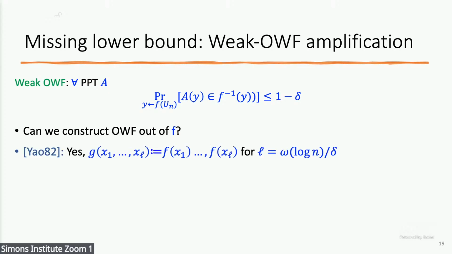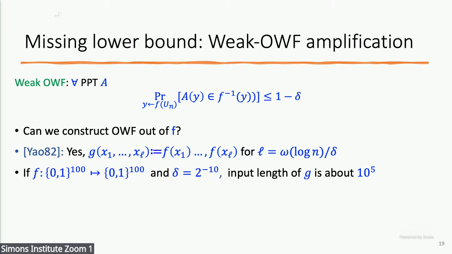And Yao answered it. You can, if you use independent inputs and invoke f on all of the inputs, and concatenate the results, then you get a one-way function. Okay? A fundamental result from the beginning of theoretical cryptography. But the problem is that you really have to repeat it a lot. Let me give you an example. If the weak one-way function was from 100 bits to 100 bits, and it was 1/1000 weak, okay? Now your final one-way function is on 10 to the 5th input. And now if you take a pseudo-random generator, it's going to be 10 to the 15th.